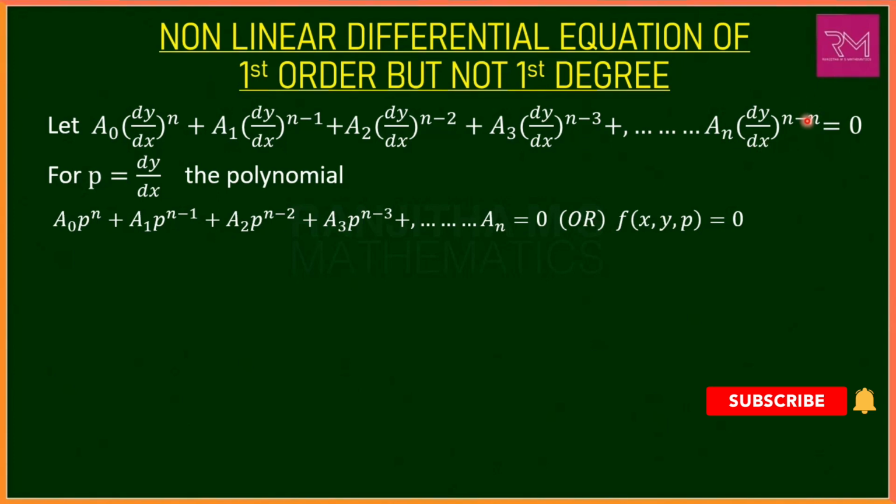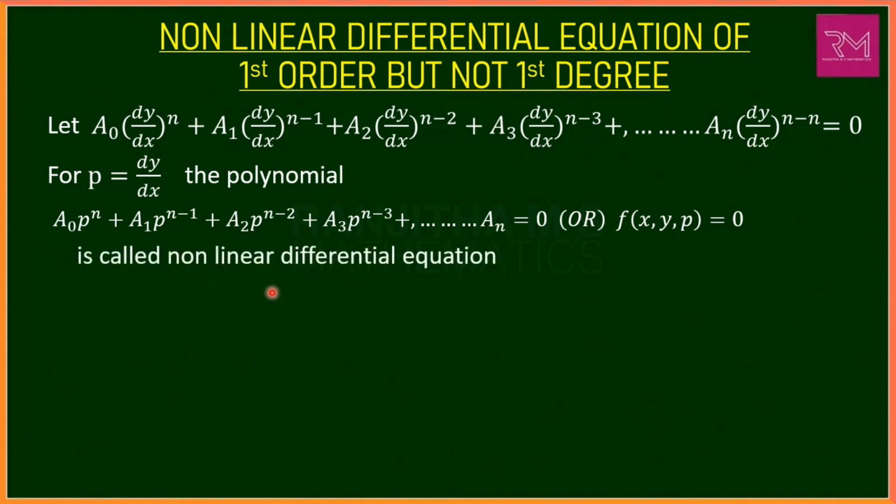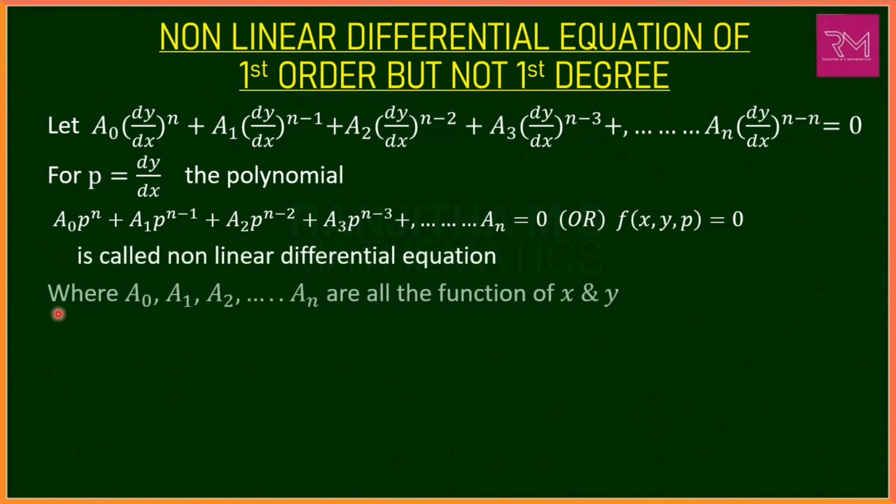Here (dy by dx) whole power n minus n, here n minus n is 0, anything power 0 is 1, hence we get an, which is equal to 0. Or simply this is an equation of the form f of x comma y comma p, which is equal to 0. This is called nonlinear differential equation, where a naught, a1, a2, etc. up to an are all functions of x and y. So this is the definition of nonlinear differential equation.